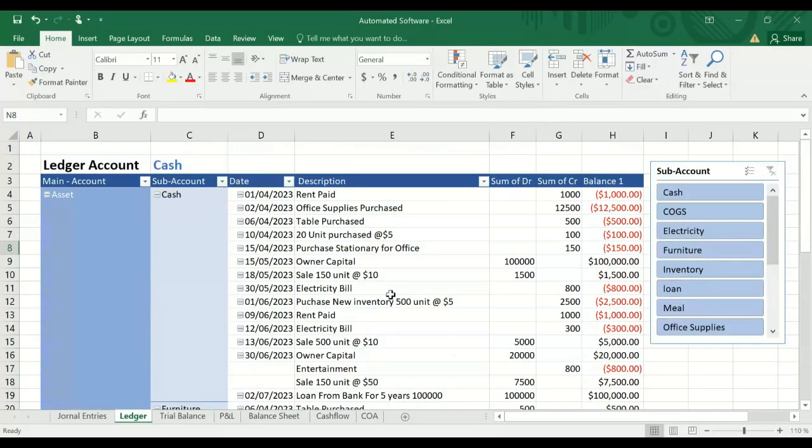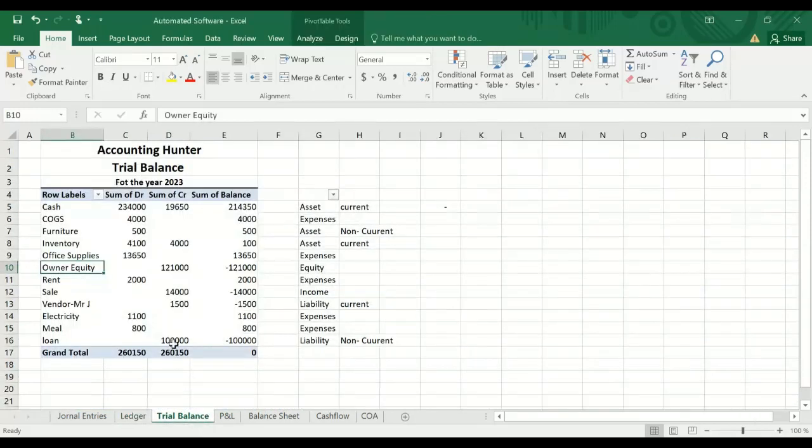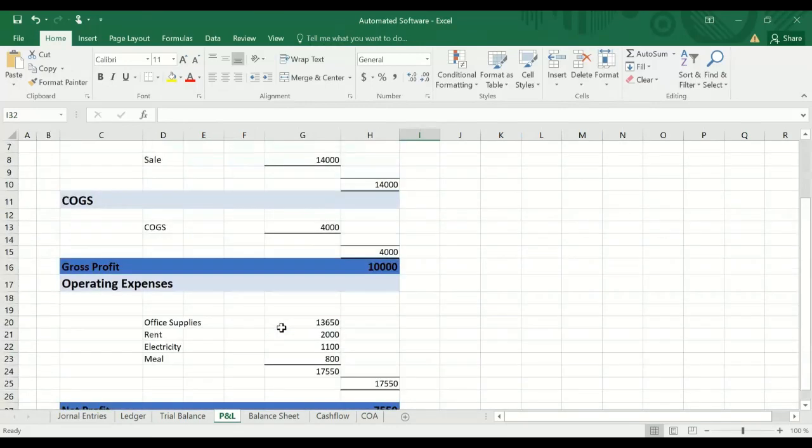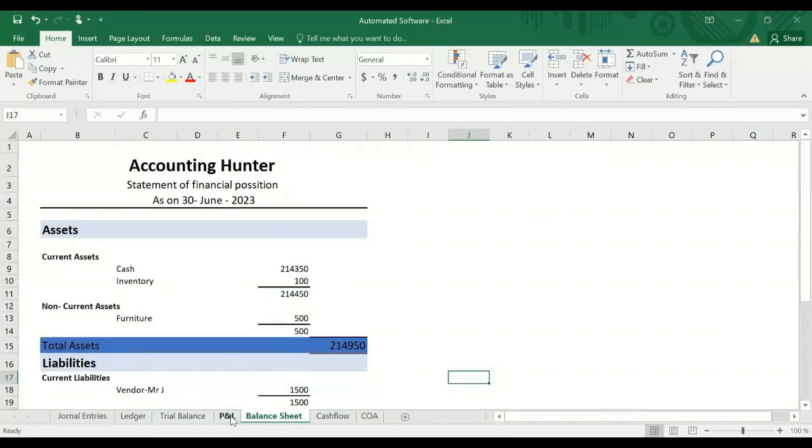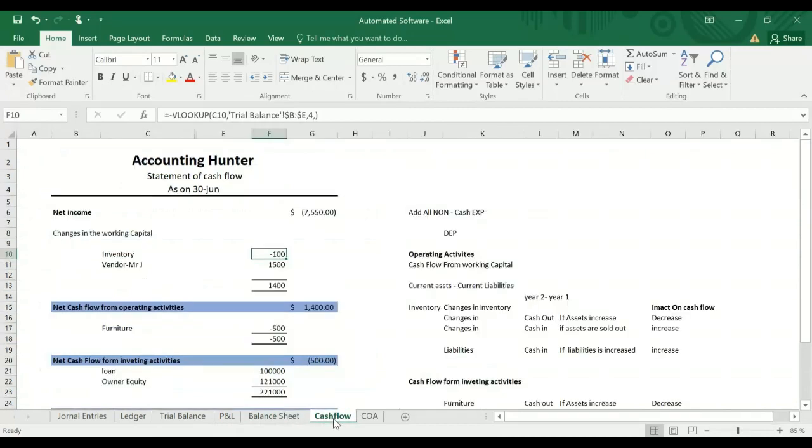So in the next phase, we have created a trial balance from our ledger accounts, and that is perfectly linked with the ledger. And then later on, we have created a profit and loss account and then balance sheet. These are the two main parts of the financial statements. And now we are going to start our cash flow.